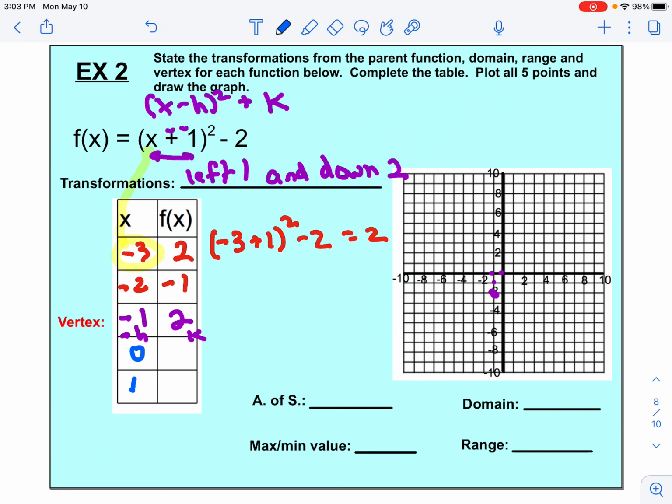Now we're going to put 0 in. I know that you guys could do these without your calculator, but it's also very easy to make a simple math error. And so when we do this, we get -1, and when we plug in 1, we get 2. So I'm going to plot those points.